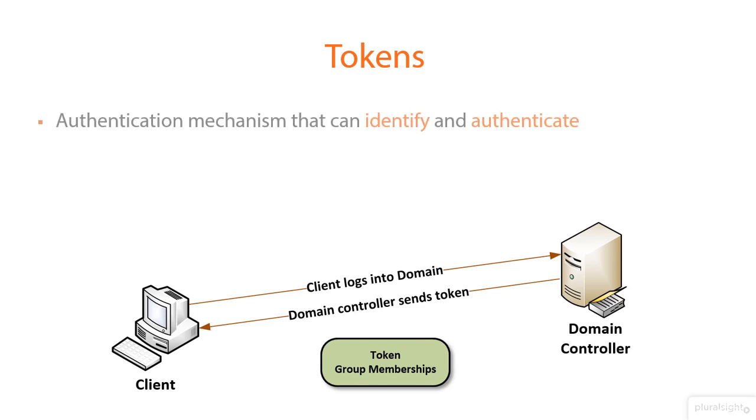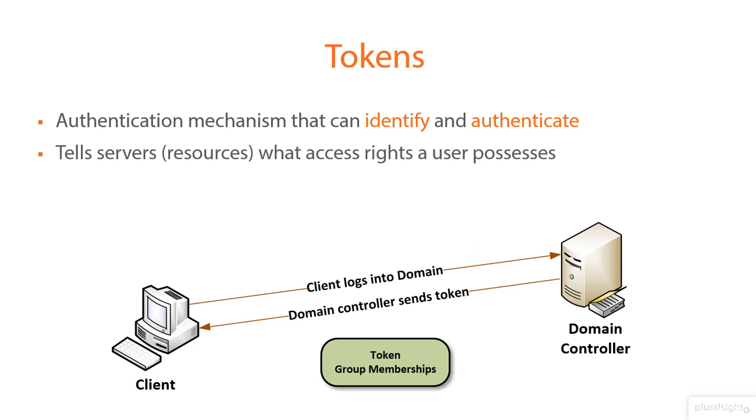Okay, so with a token, it's an authentication mechanism that can do two things. It can identify and it can also authenticate. So as you see in my graphic we have here, it can tell a server or a resource what we're trying to access, what access rights a user possesses.